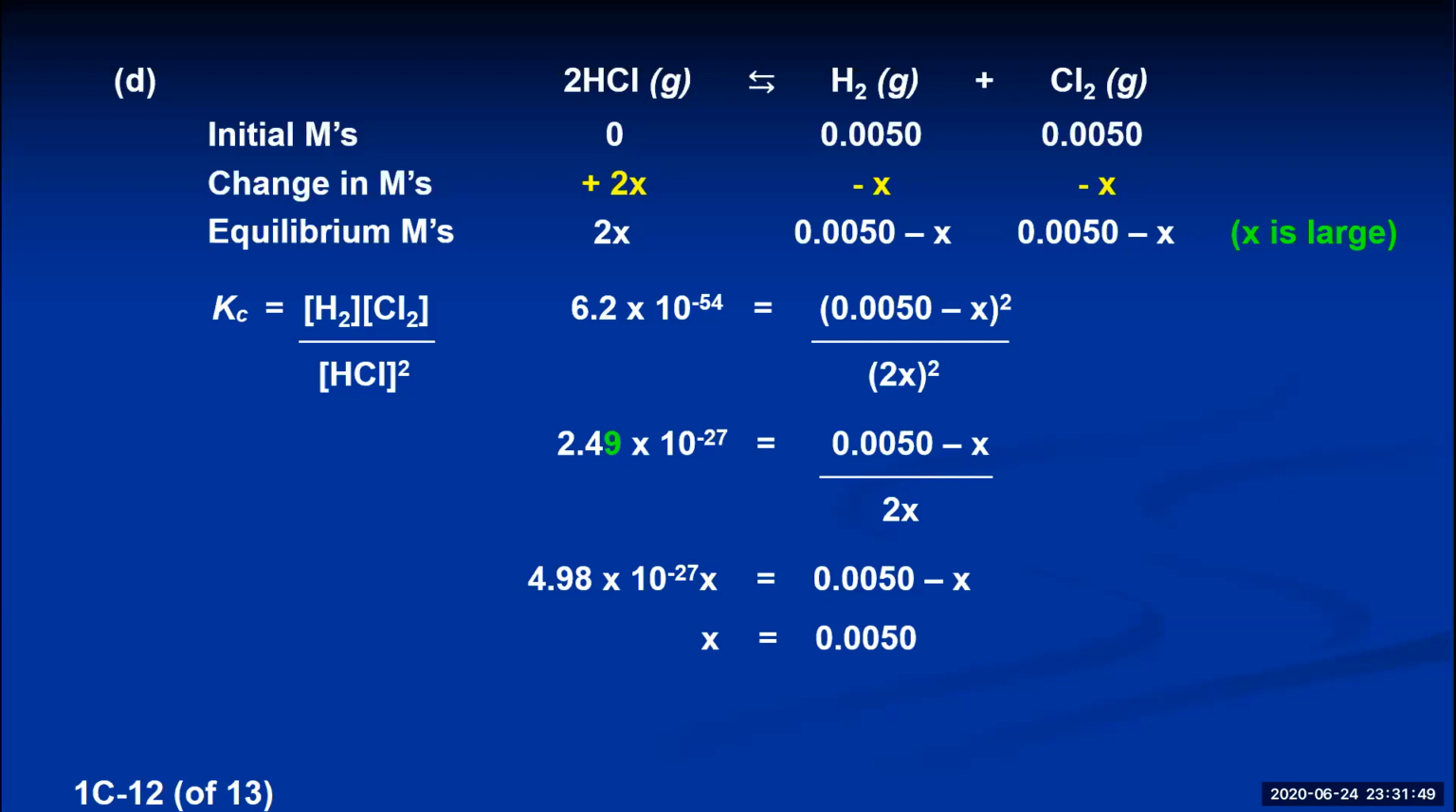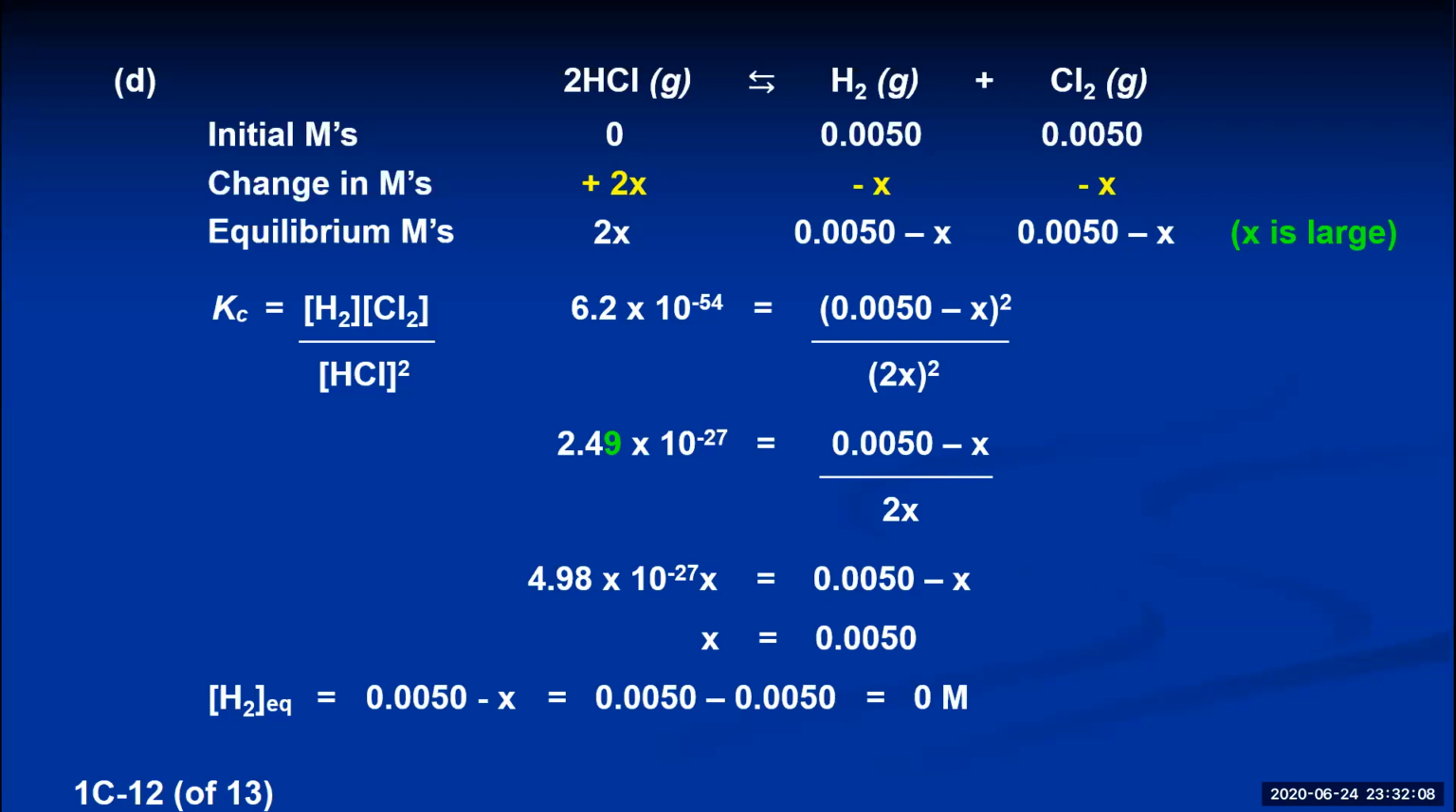0.0050. If that's my value for X and I want to know the equilibrium concentration of hydrogen, then the hydrogen's equilibrium concentration will be 0.0050 minus X, which is 0.0050 minus this number we just calculated, 0.0050, and it comes out 0. It didn't work.